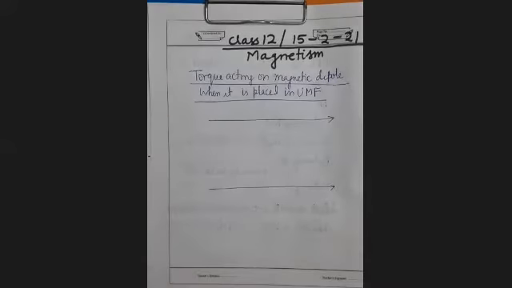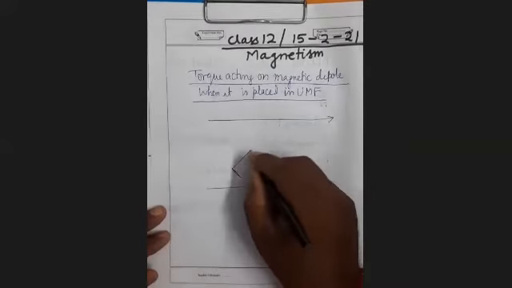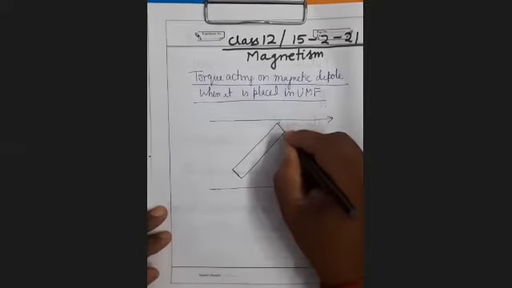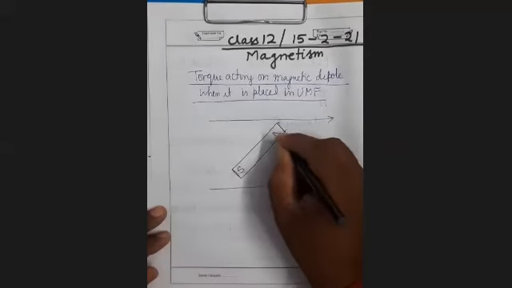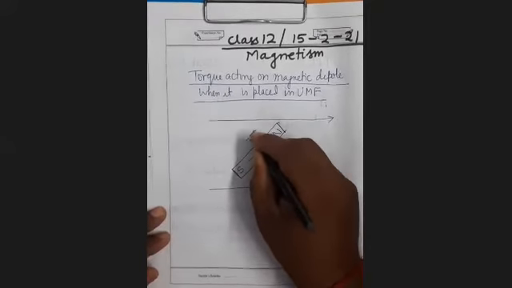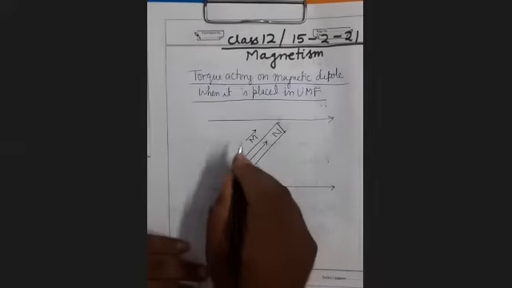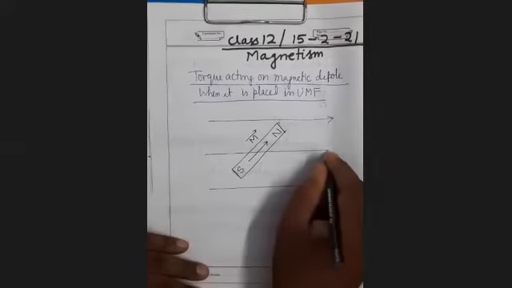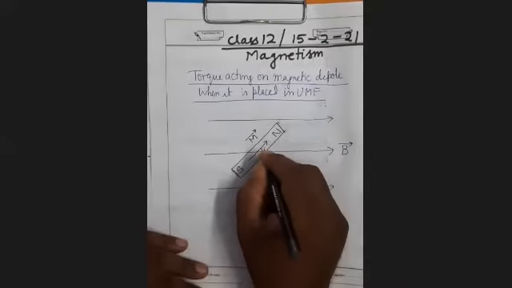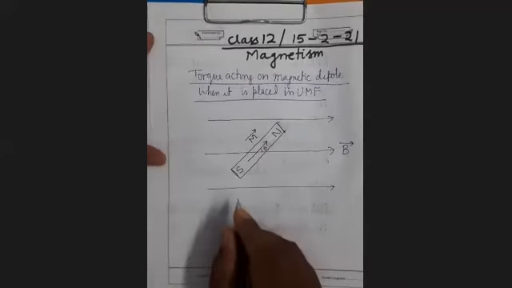And here there is a dipole which is placed in such a way that the magnetic moment vector makes an angle theta from the direction of the magnetic field. This is the magnetic moment vector, which is always directed from south pole to the north pole. And it is making theta angle from the direction of the magnetic field. So how much torque will act upon it?